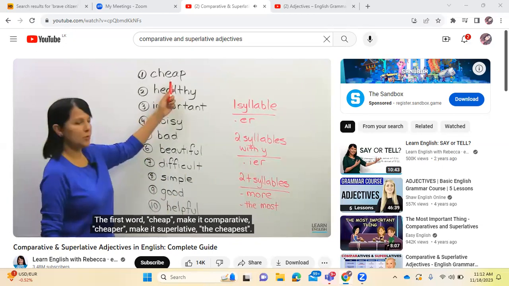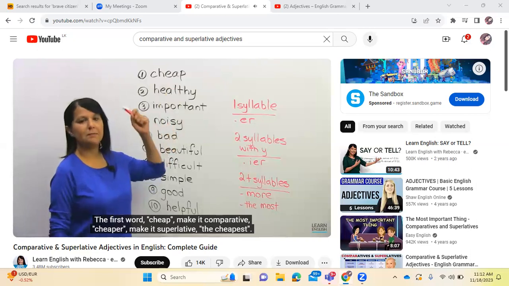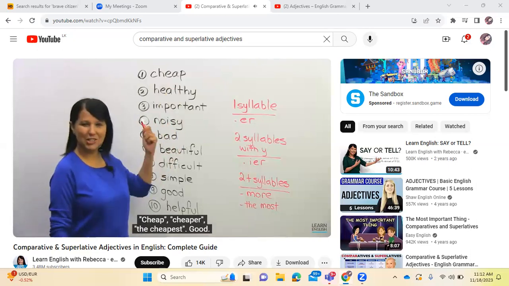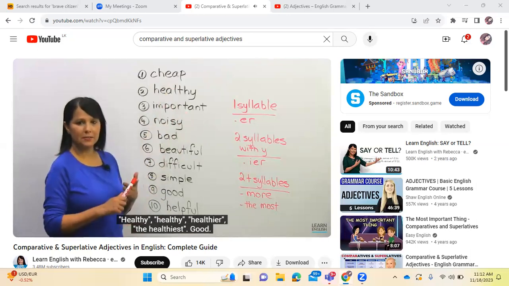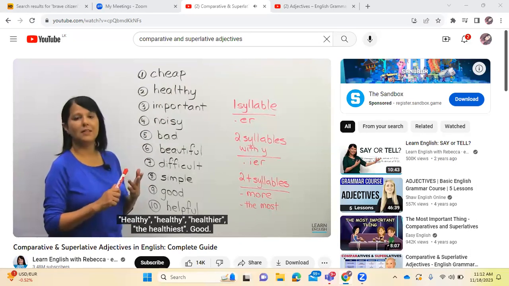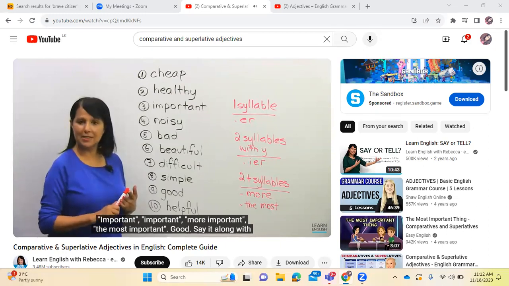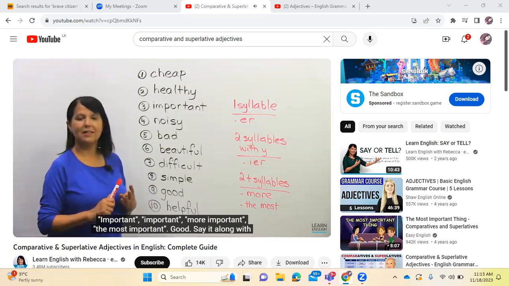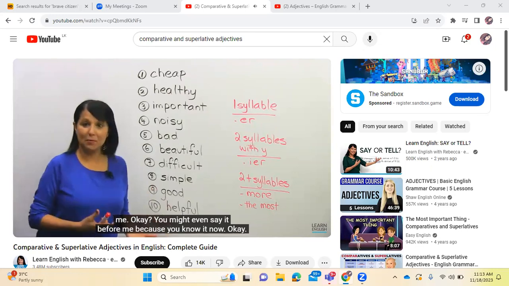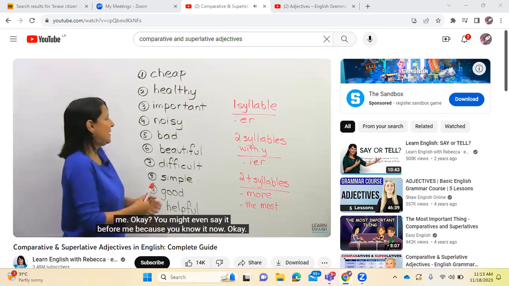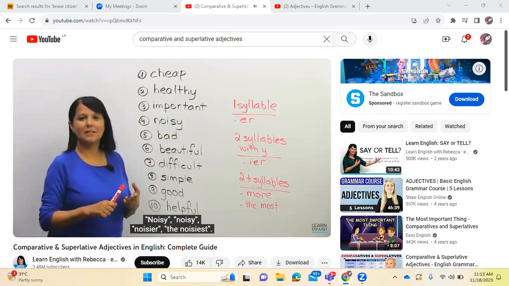Here we go. The first word, cheap. Make it comparative. Cheaper. Make it superlative. The cheapest. Cheap, cheaper, the cheapest. Good. Healthy. Healthy, healthier, the healthiest. Good. Important. Important, more important, the most important. Good. Say it along with me, okay? You might even say it before me because you know it now. Okay. Noisy. Noisier. The noisiest.